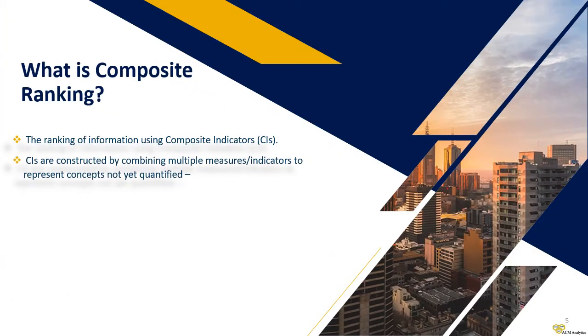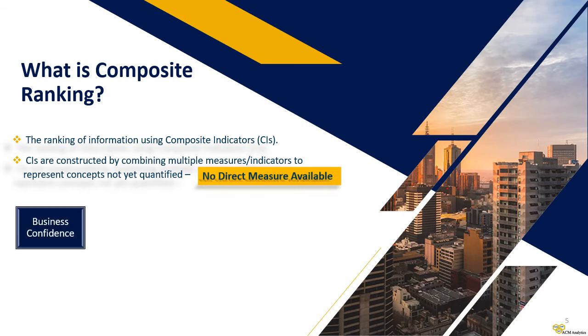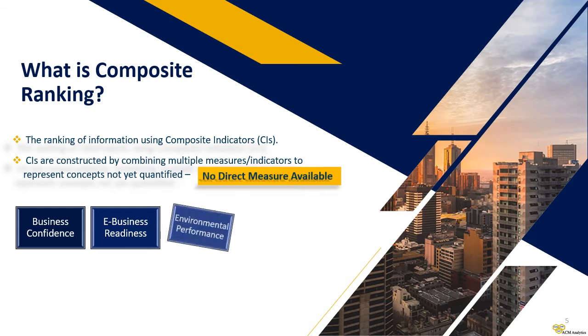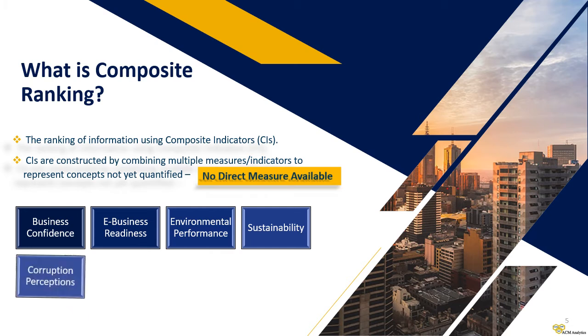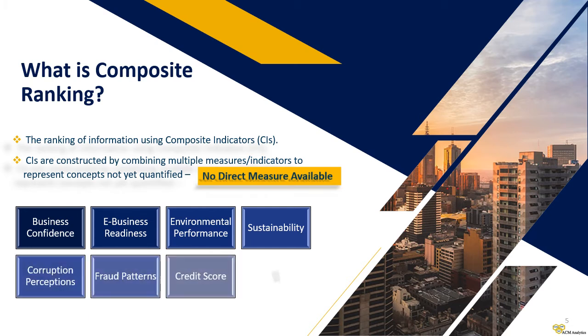So what is composite ranking? Composite ranking is a methodology used to rank information using composite indicators, or CIs, by combining multiple measures and indicators to represent a concept not yet quantified, a concept with no direct measure available, such as business confidence, e-business readiness, environmental performance, sustainability, corruption perceptions, fraud patterns, credit score, and IQ.